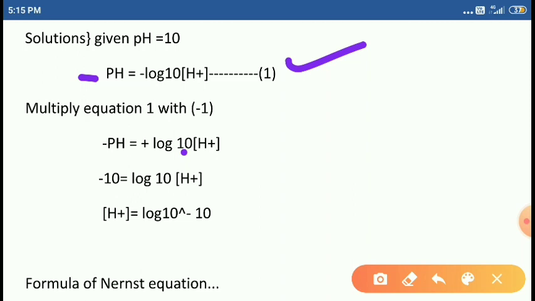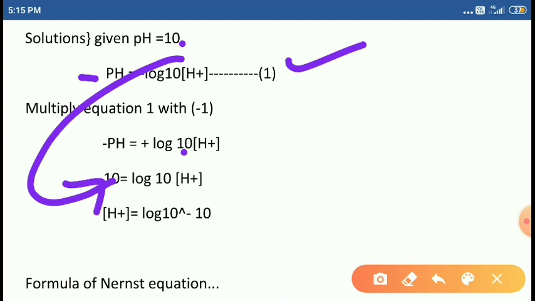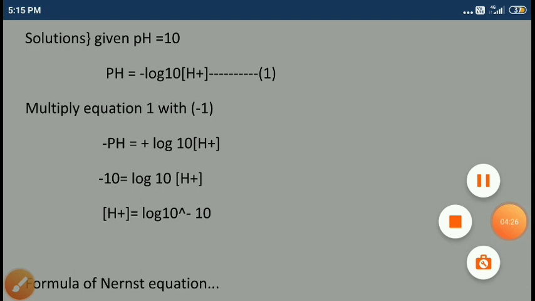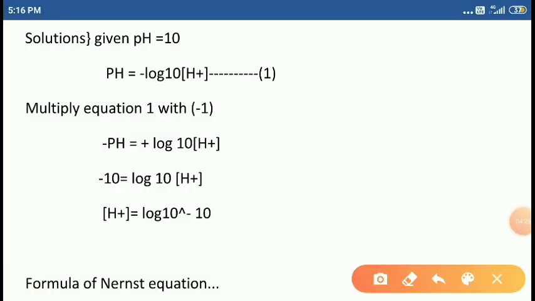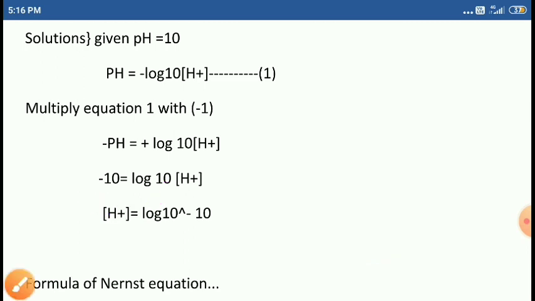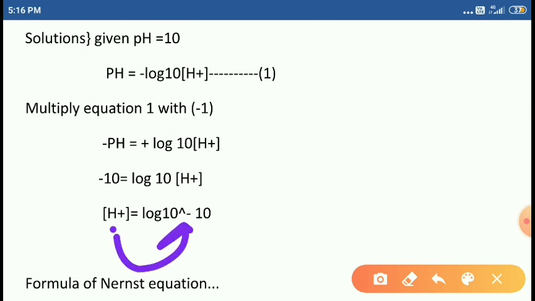The pH value is 10, so we substitute pH as 10. Then minus 10 is equal to log to the base 10 of hydrogen ion concentration. Then we get the hydrogen ion concentration value as 10 to the power of minus 10. Right, students?